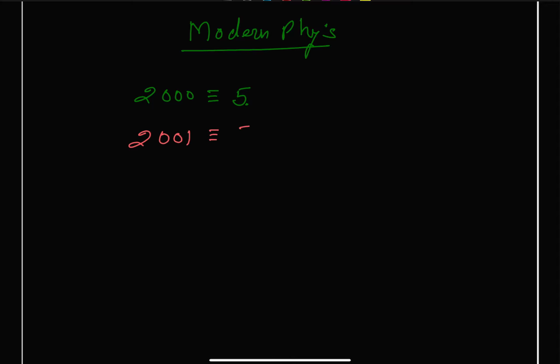Hello friends, so today we are going to solve questions from modern physics, and from the year 2000 there are total 5 questions, and from the year 2001 there are also 5 questions. So in total we are going to solve these 10 questions.